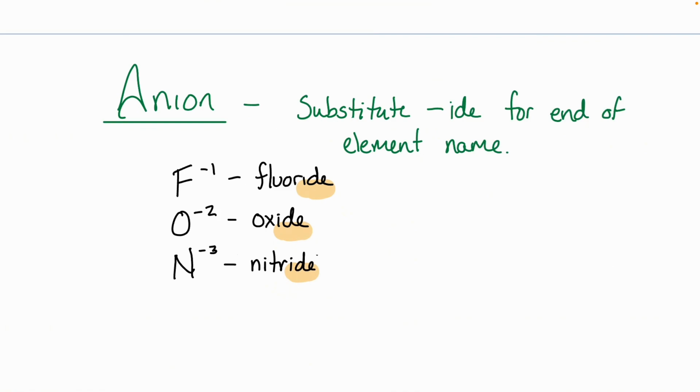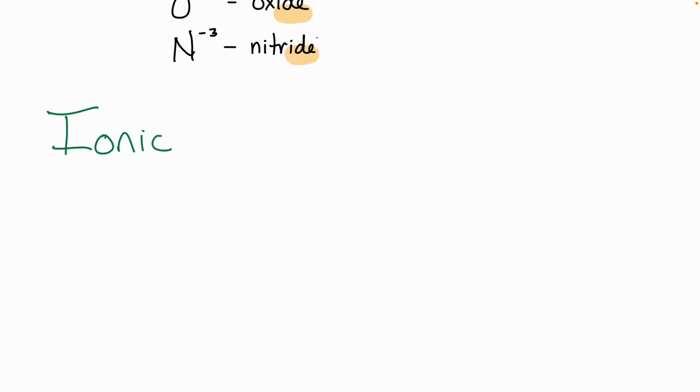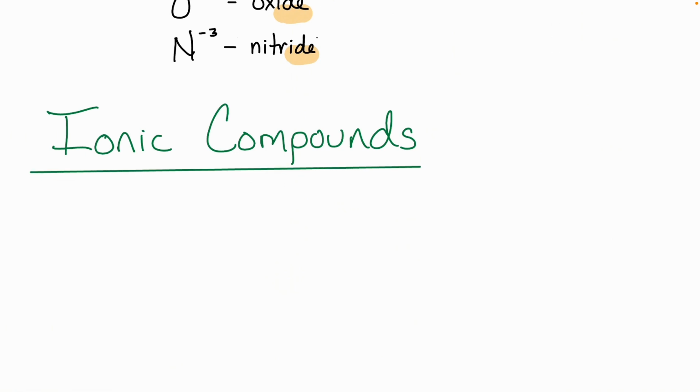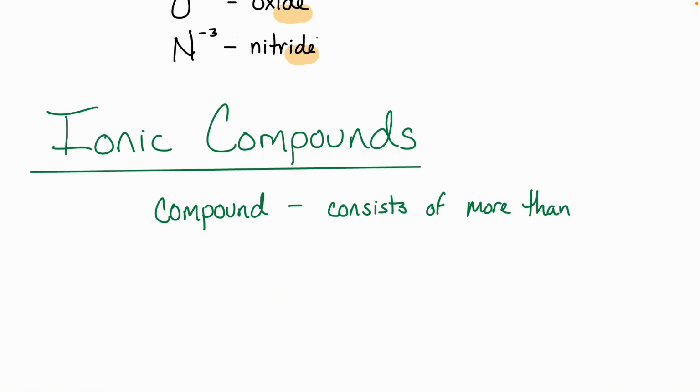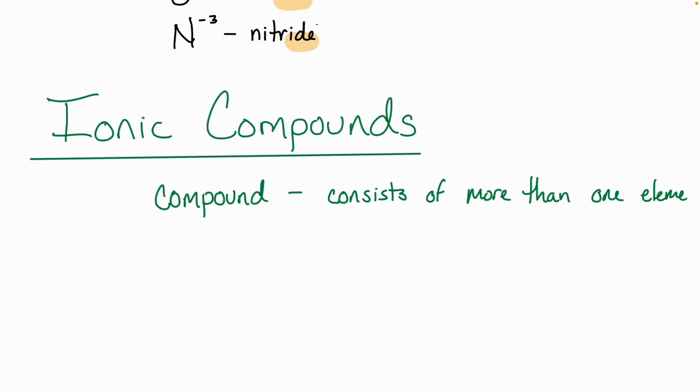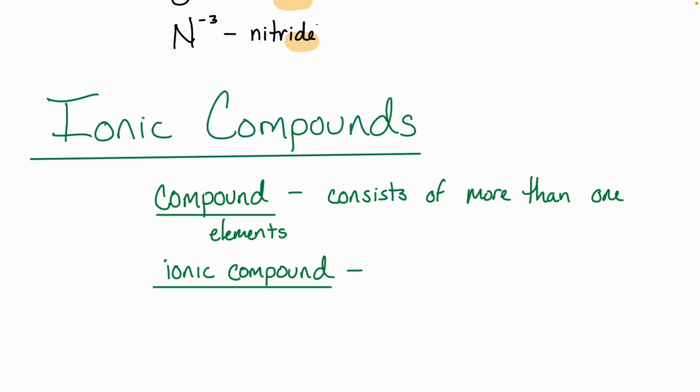But now we're going to put them together here. We're going to form what are called ionic compounds. A compound, by definition, consists of more than one type of element. And compounds are the interesting bit in chemistry here. We're going to take these different elements and put them together to make these compounds. An ionic compound is going to consist of those elements in their ion form.